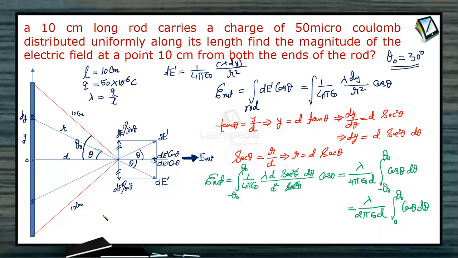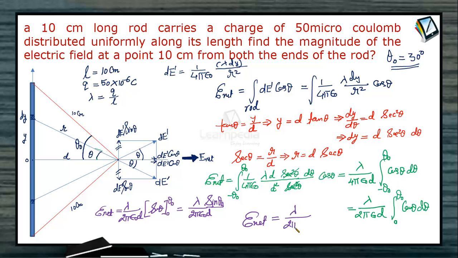So now what we get: E net equal to lambda divided by 2 pi epsilon naught into d, and integral of cos theta. Cos theta integral is what? Sin theta from 0 to theta naught, upper limit minus lower limit. So it becomes lambda divided by 2 pi epsilon naught into d into what? Sine of theta naught. So the final answer in this case is lambda divided by 2 pi epsilon naught d sine theta naught.